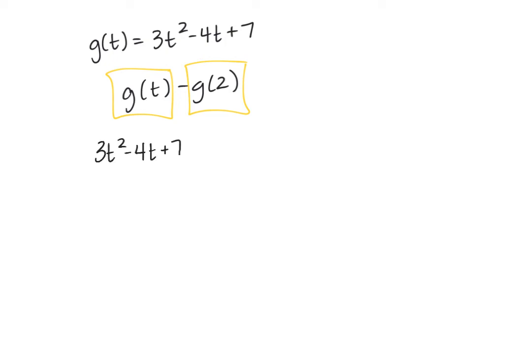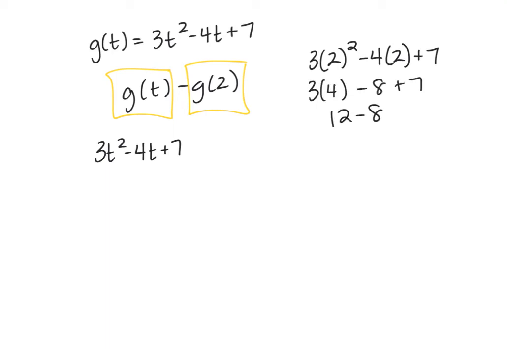Now g of 2 I need to evaluate. So let's go over to the side and we'll substitute 2 for our t. And you've actually already done this. Part 1 was finding this. But we have 3 times 4 minus 8 plus 7, 12 minus 8 plus 7, and we get 11. So I've made that substitution for g of t. Now I need to subtract g of 2. So I'm just going to subtract that 11 and then combine our like terms, and we have our final answer.